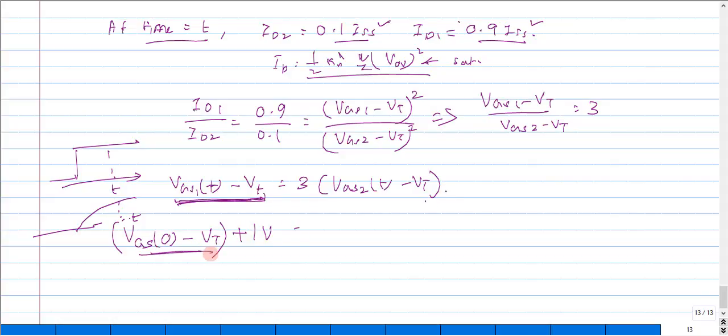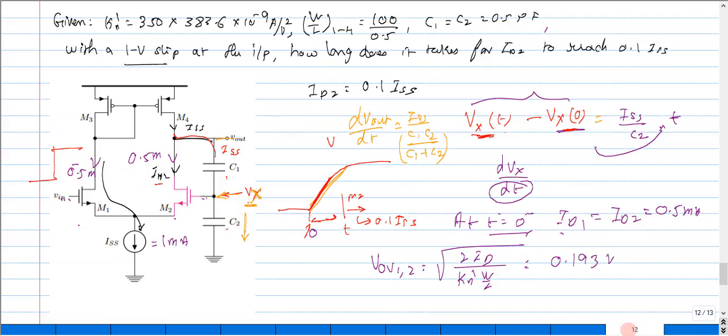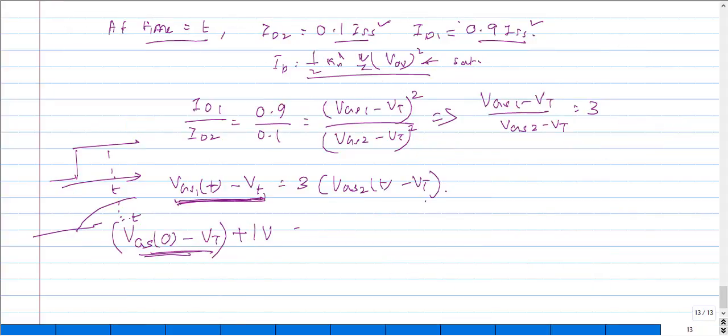So what is this value, which is nothing but what we had derived before, right? In the previous condition, this value is the value that we had at time t equal to 0, or just before time t equal to 0. So I'm just going to substitute that quantity over here, and to that I add 1 volt, and that has to be equal to 3 times the new value of VGS2 here, because this quantity is not sure, correct?